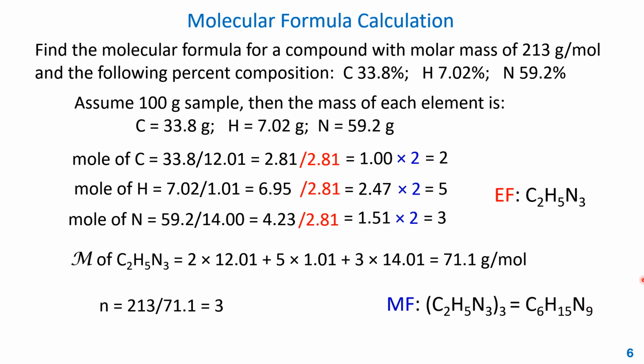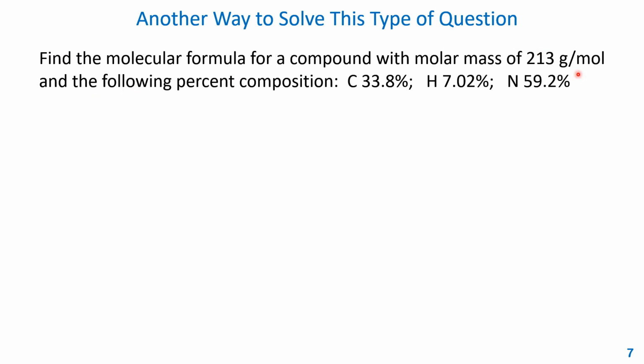Okay, actually for this kind of question, if they tell you the molar mass of the molecular formula and the mass percent of each element, you can use another, easier way to solve the problem. Here, I copy-pasted the same question. Now, you can just use the molar mass multiplied by the mass percent of each element. For carbon, it is the molar mass multiplied by the mass percent of carbon and divided by the molar mass of carbon. You can calculate the subscript for the carbon.